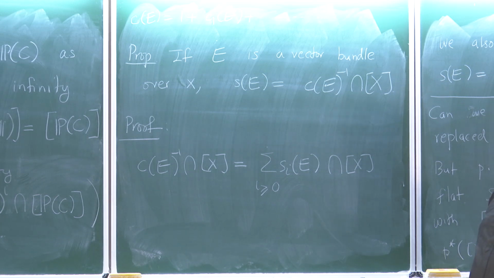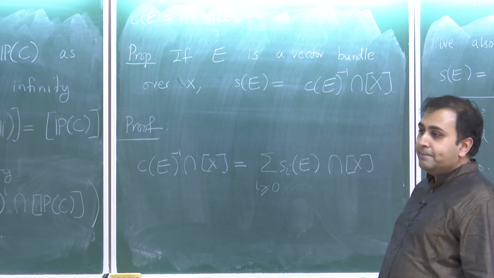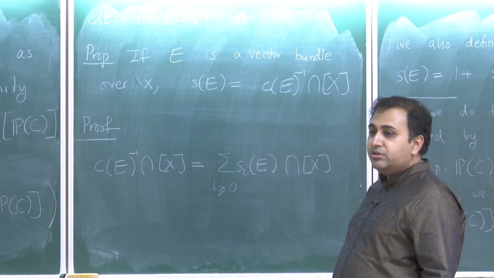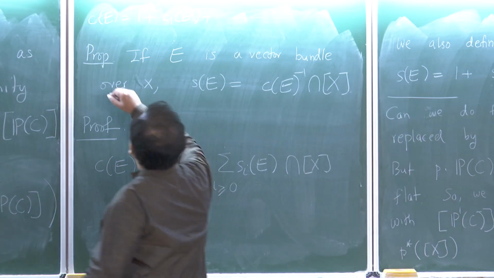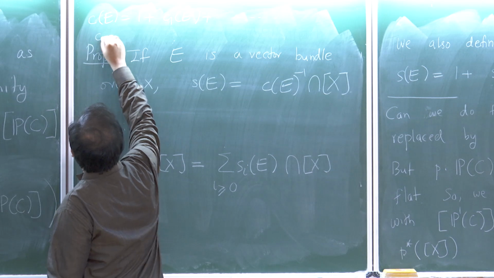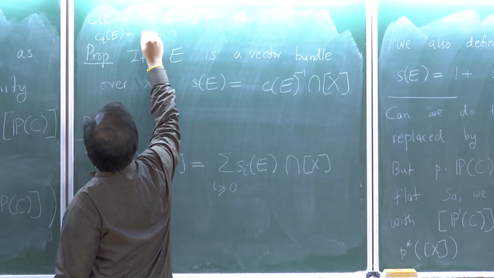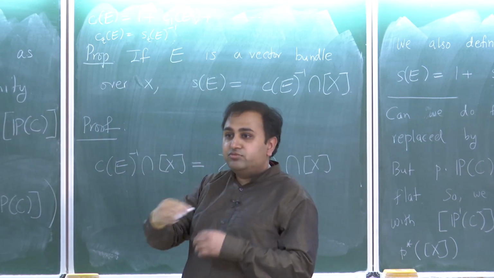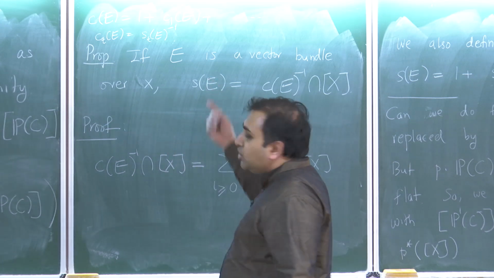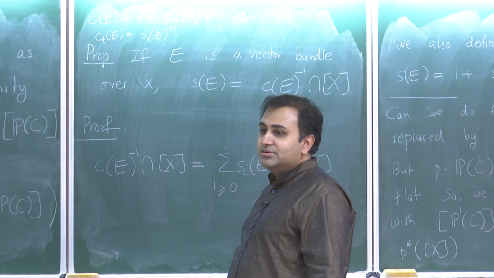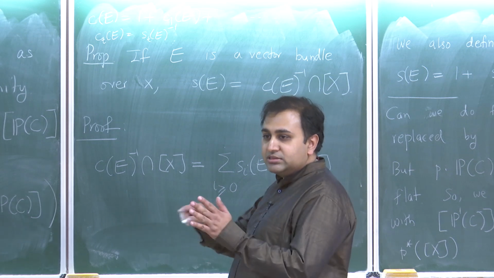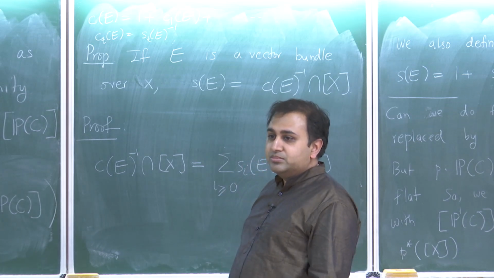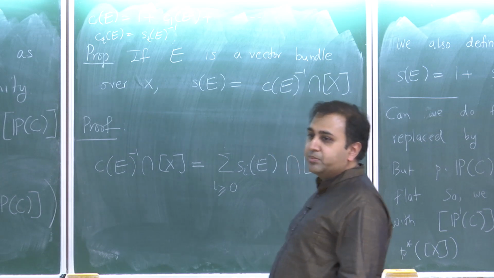Is that okay? How did we define CT of E? This was ST of E inverse, right? You understood that as just the formal inverse. It works the same way if you set T equal to 1, because these are all operators, but they're still graded, right? So it works the same way.